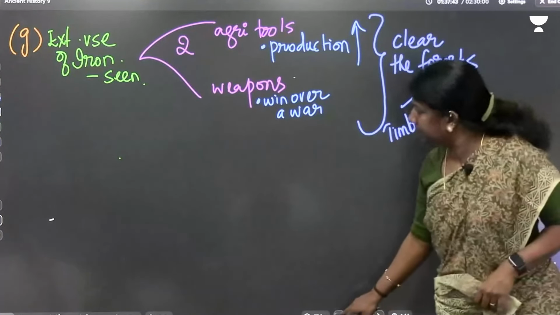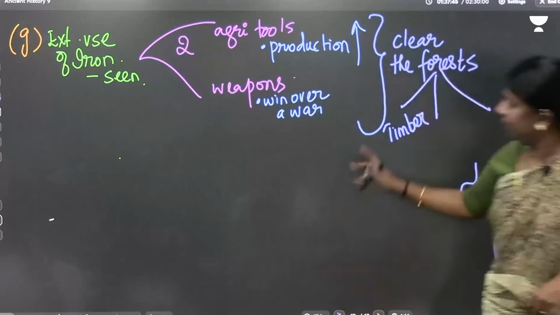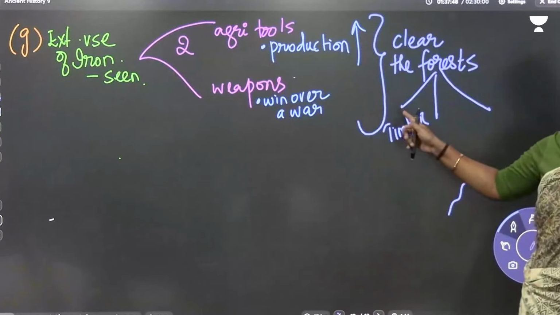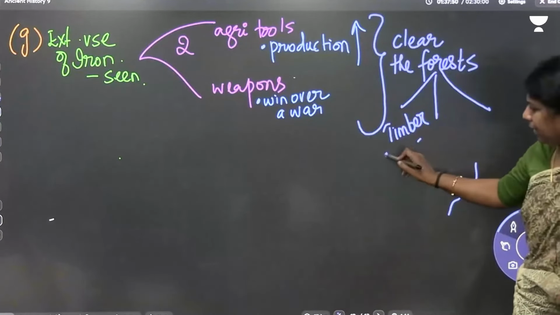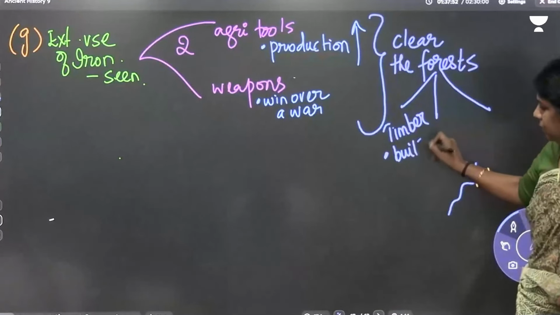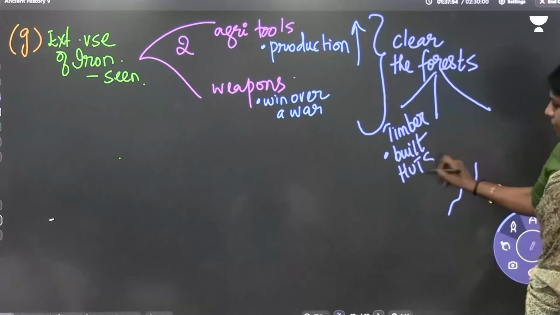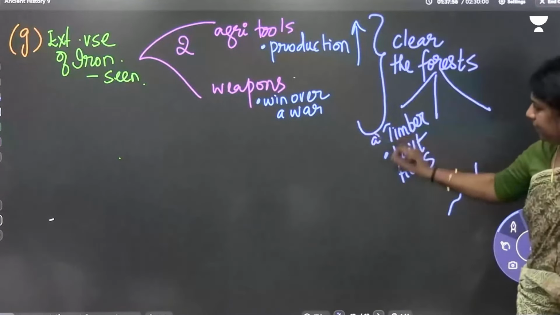Now connect it here. Items of trade, remember my timber? When you cut a tree, you get timber. So what did Aryans do with timber? They built huts. They built huts with timber. The first thing you get with clearing of forest.